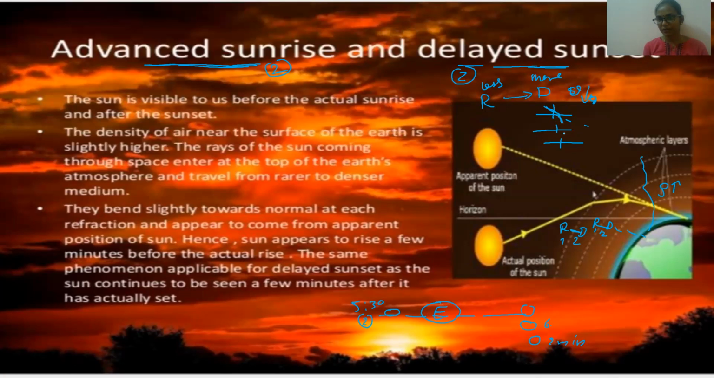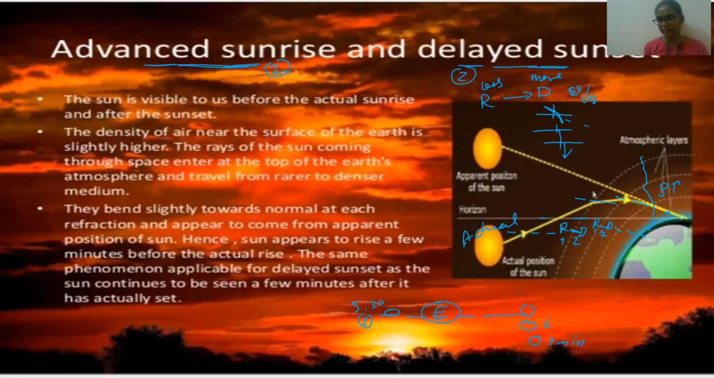Again, it is coming from rarer to denser, so again it will bend. Again, it is coming from rarer to denser. It will bend like that. Here, see here. The sun is actually here. This is the actual position of the sun. But because it is bending when it goes from rarer to denser, instead of going in a straight path, at every contact surface it will keep on bending. That is why we can see the bending of light.